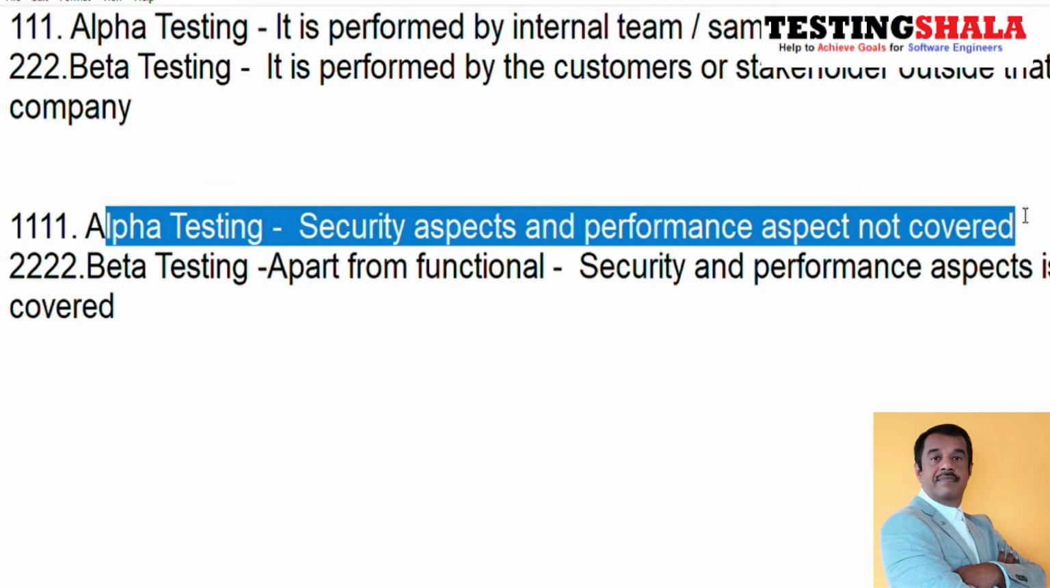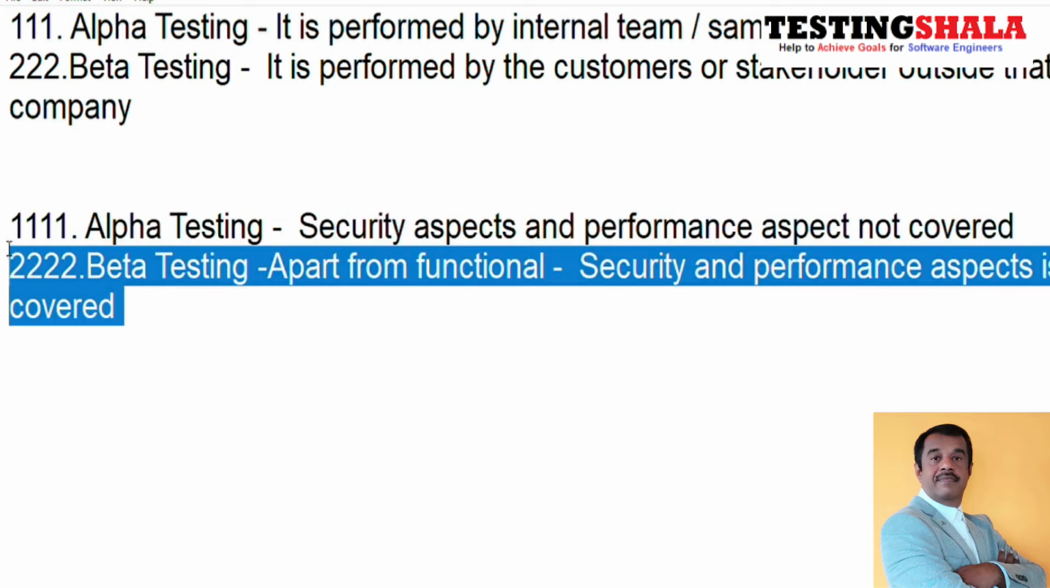In alpha testing, we will be focusing more on the functional aspects. We are not much worried about security or performance aspects in alpha testing, but in beta testing, apart from functional testing, we also concentrate on non-functional aspects, such as security and performance, as part of beta testing.